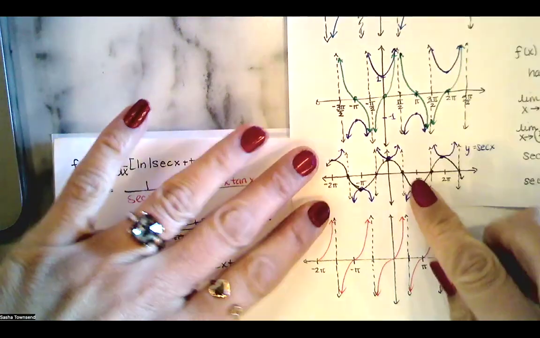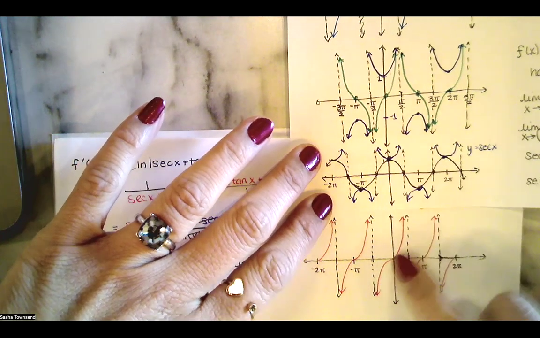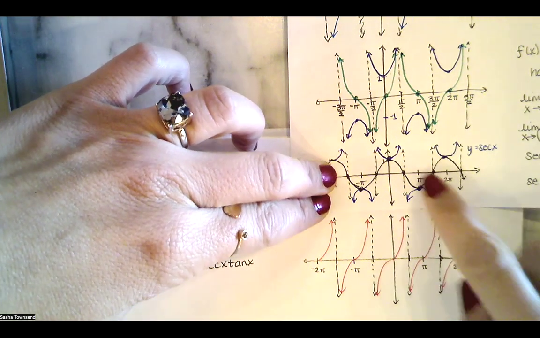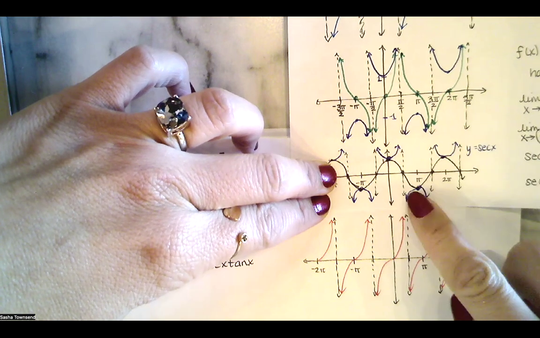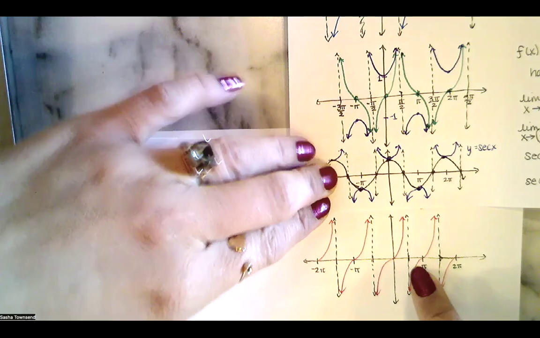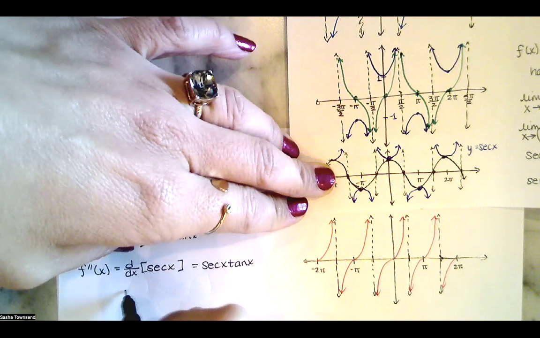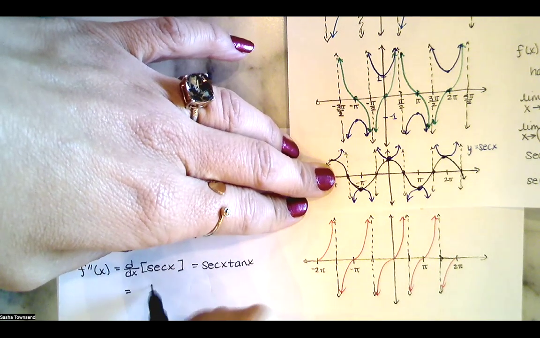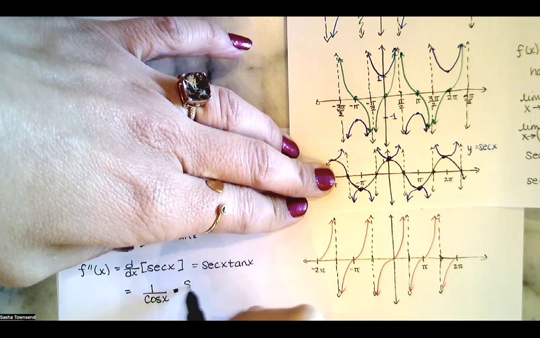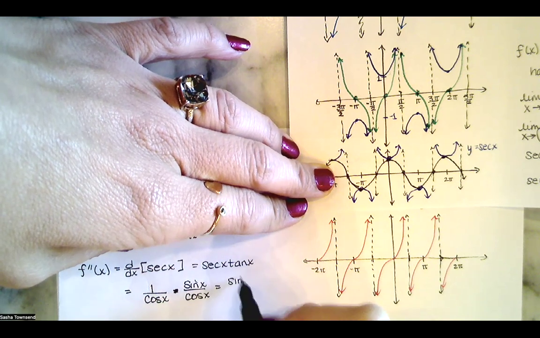So if I line those up, on the interval from 0 to pi over 2, secant is positive and tangent is positive, so the derivative is positive. On the interval from pi over 2 to pi, secant is negative and tangent is negative, so the secant times tangent is positive. If you want, you can write that as 1 over cosine of x times sine of x over cosine of x. So you can call that sine of x divided by cosine squared x.